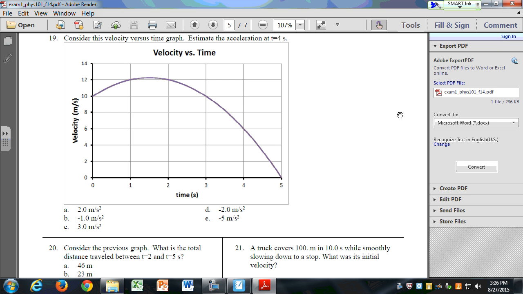All right, so 19 and 20 use both of those, and you'll see similar problems on the test, but different graphs and stuff, of course. Here I want to find the acceleration at t equal 4 seconds. So I draw a tangent line to the function at t equal 4 seconds.